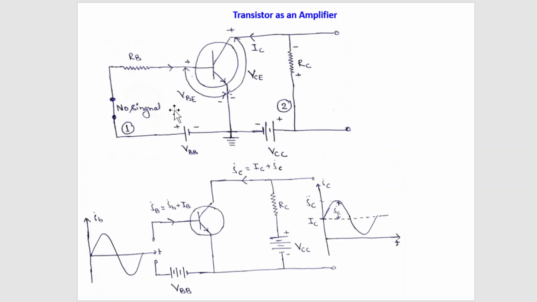So when there is no signal, remember whatever notations we have used, all letters are in capital: capital I capital B, capital V capital BE, capital V capital CE, capital V capital BC, capital I capital C, capital V capital BB, capital V capital CC. But when we apply an input AC signal, that is what I will call instantaneous signal, then this AC input signal will be superimposed on what is called zero signal.